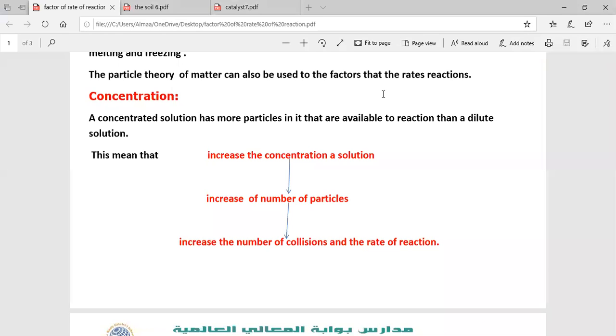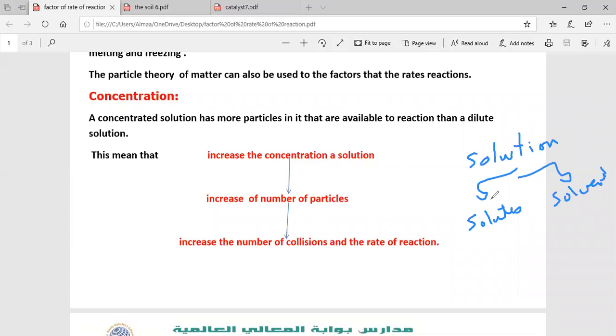Okay, listen to me carefully. First, what's the meaning of concentration? Concentration means the amount of solute in a solvent. Any solution consists of two substances, solute and solvent. The amount of solute in the solvent determines the concentration of the solution.